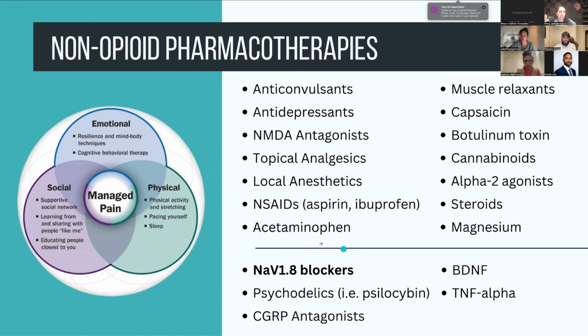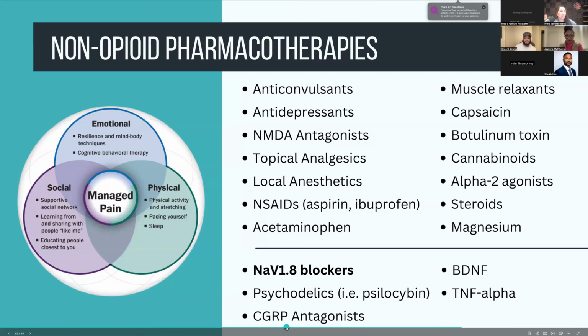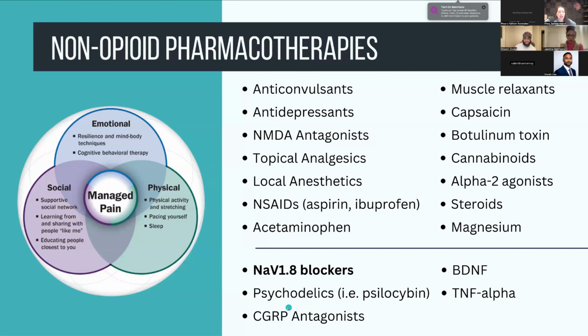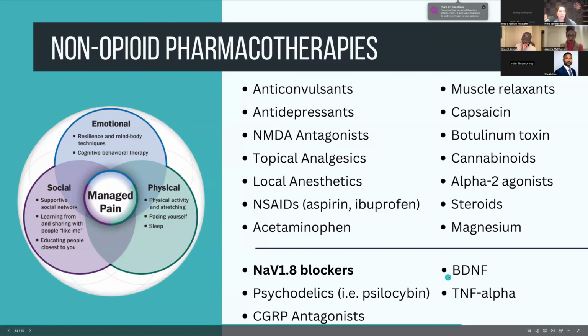One that I want to bring to your attention is the NaV 1.8 blockers. This actually just got FDA approved a couple months ago. So I wanted to tell you a little bit about that and make you aware because that's going to be coming down the pipeline. Other things that are still experimental, but things to be aware of: now we're looking at psychedelics as a treatment for pain, specifically psilocybin, which is the component of magic mushrooms. Also looking at some other drugs, which are kind of interesting. CGRP antagonists. Remember, CGRP is one of those excitatory neurotransmitters, and so we have some antagonists for that. BDNF, we'll talk about that, TNF alpha.